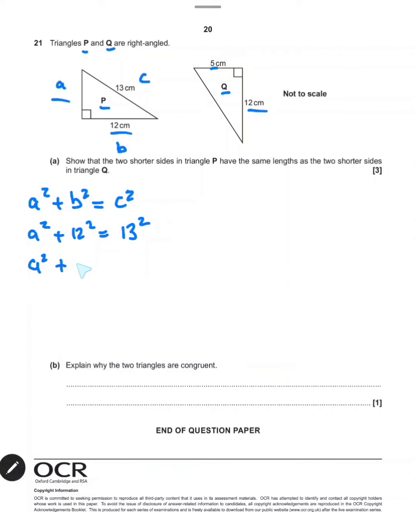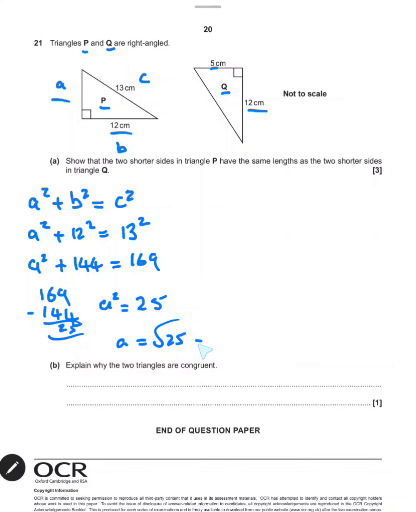Keep working this through. 12 squared, 12 12s are 144. 13 squared, 13 13s are 169. And if we've got something added to 144 is 169, then 169 take away 144 will be A squared. 9 take 4 is 5, 6 take 4 is 2, and 1 take 1 is 0. A squared is 25. A will be the square root of 25, which equals 5. We have just worked out that this missing side, A, is 5, which is the same as the shorter side in Q.